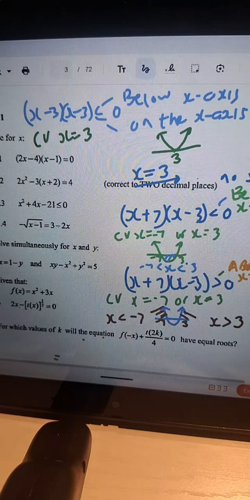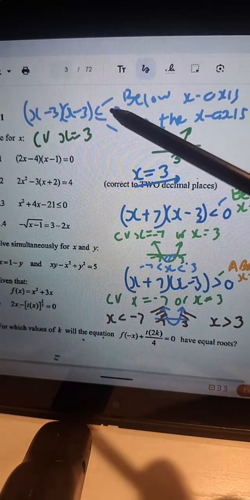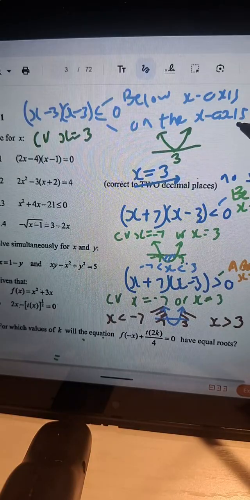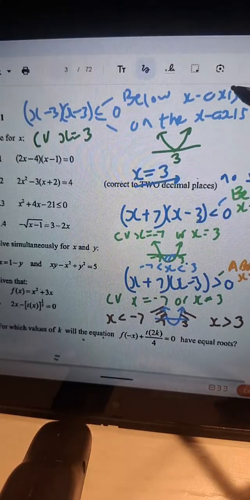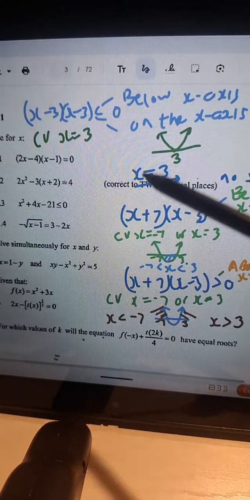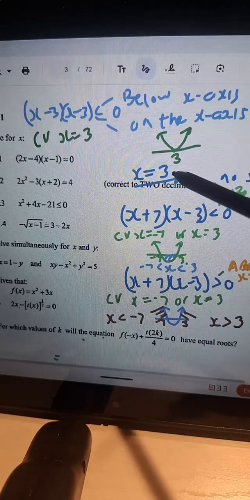guys, I hope you understand. Less than means below the x-axis. Equal to 0 means on the x-axis. So below the x-axis is a function found? No. On the x-axis is a function found? Yes. Where? X is equal to 3. Full stop. Amen. Okay. Let's check one more condition.